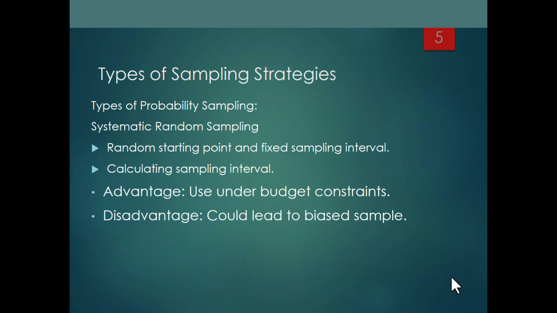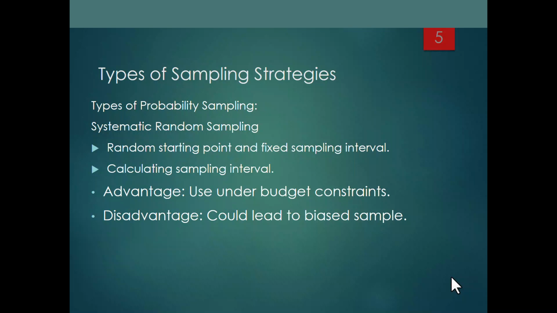With systematic random sampling, the first person is selected based on a random starting point, and then the remainder is based on a fixed sampling interval. The sampling interval is calculated by dividing the entire population by the desired sample size. So suppose that a researcher wants a sample size of 100 and the entire population has 1,000 individuals. To calculate the sampling interval, the researcher would divide 1,000 by 100 and they would get 10. So therefore, the researcher would select every 10th individual from the random starting point.